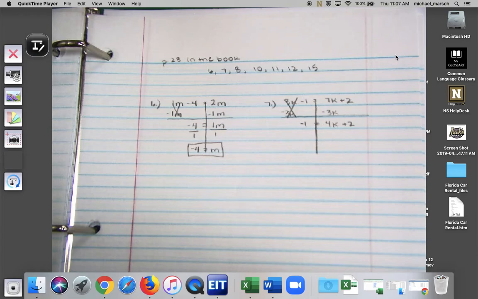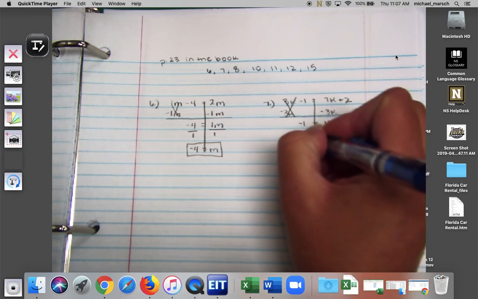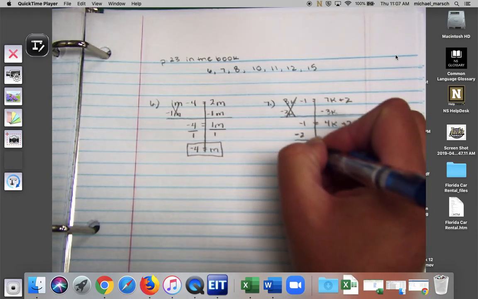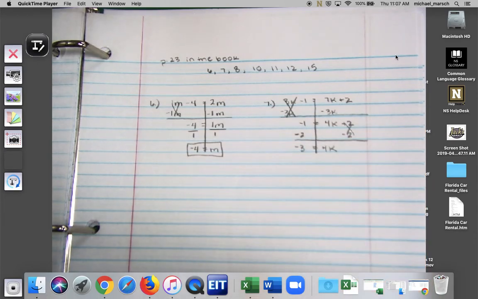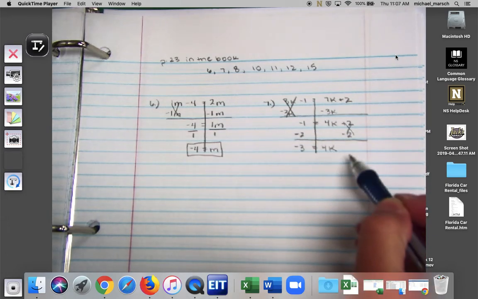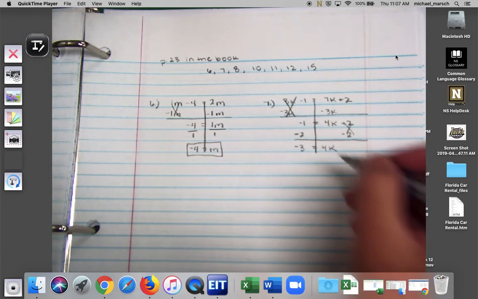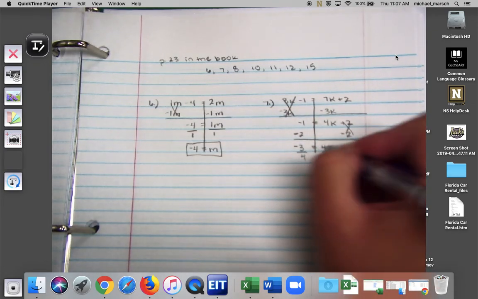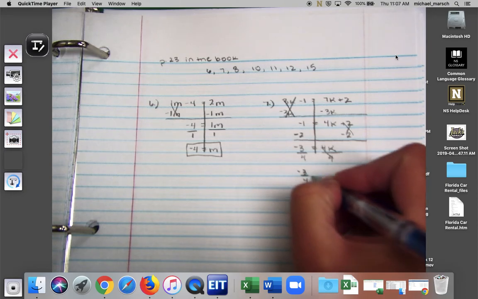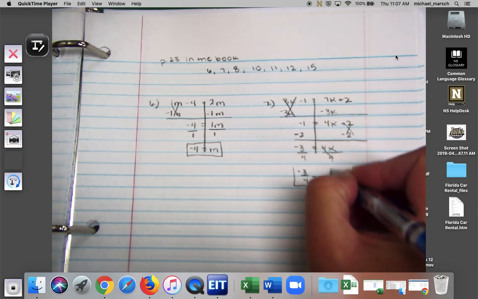Evan, what should I do next? I'd say subtract 2 from both sides. Perfect. Exactly. Subtract 2 from both sides. So now I have negative 3 equals 4k. Derek, what's my last step? How am I going to get rid of this multiplying 4? What's the opposite of multiplying 4? I'm going to divide both sides by 4. Excellent. So negative 3/4 equals k is my final answer.